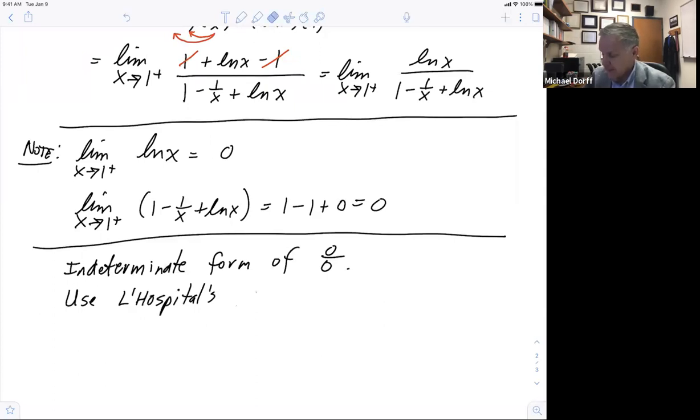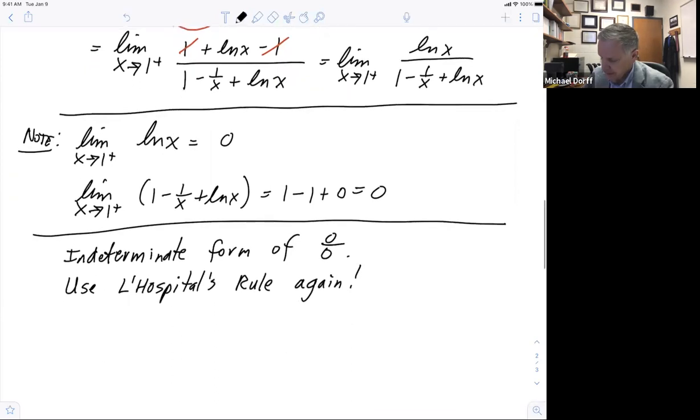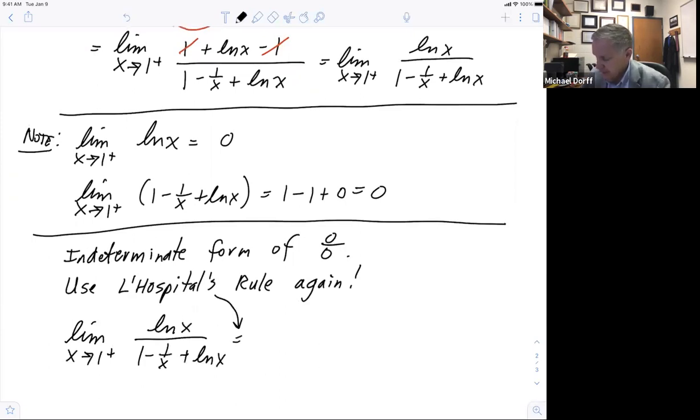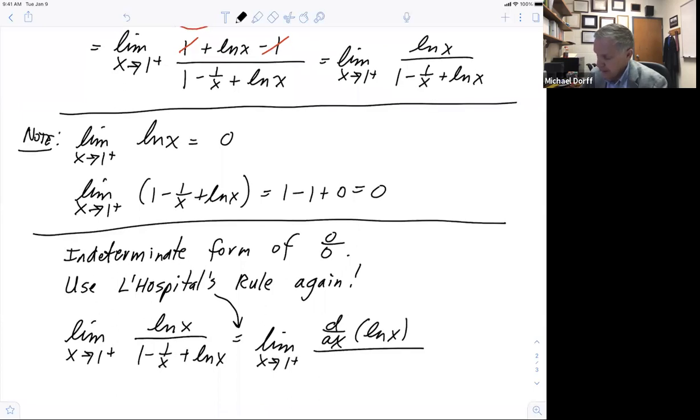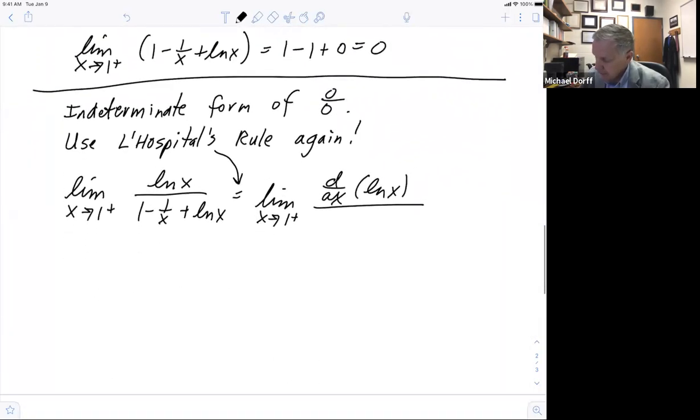So we're going to use L'Hopital's rule again. Now I've got the limit as x goes to 1 from the right of natural log of x over 1 minus 1 over x plus natural log of x. Using L'Hopital's rule right here, that means I take the derivative of the top, d dx of natural log of x, over the derivative of the denominator, 1 minus 1 over x plus natural log of x.